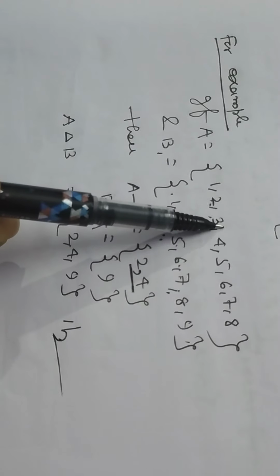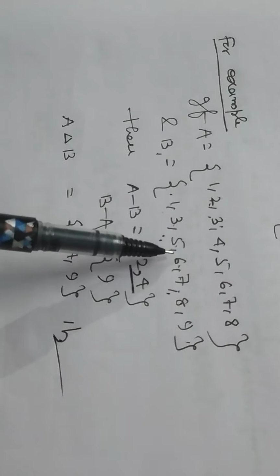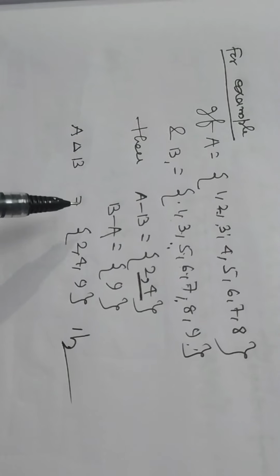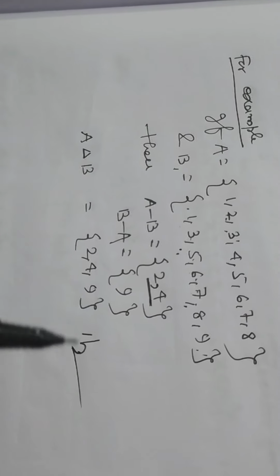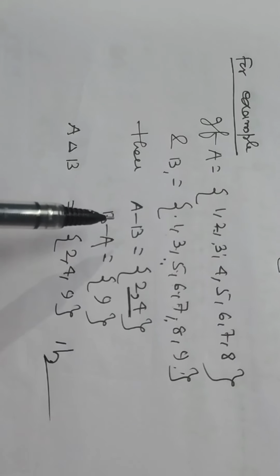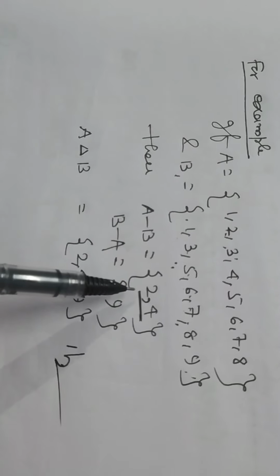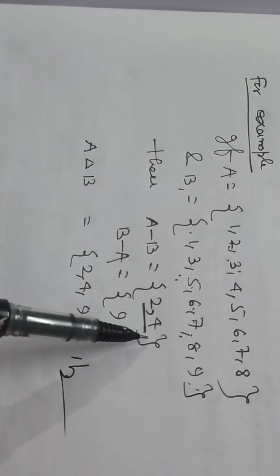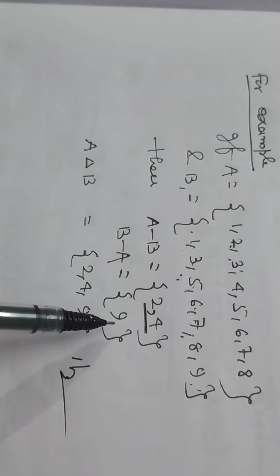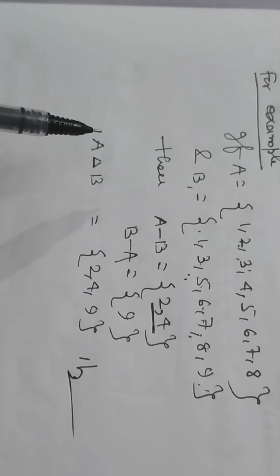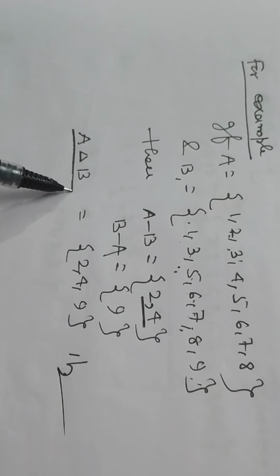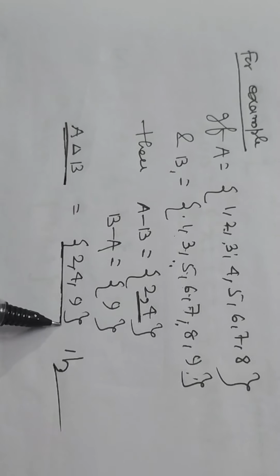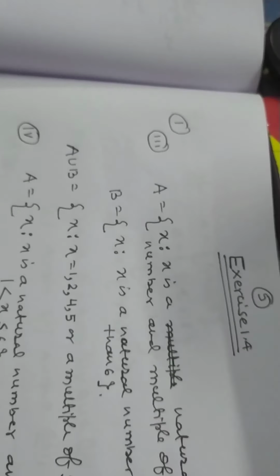B minus A. Elements of B which are not in A: 1, 3, 5, 6, 7, 8, 9. तो B minus A वो भी देखता है. Then A minus B is equal to the collection of elements 2, 4. And B minus A is equal to the singleton set 9. So A symmetric difference with B, A delta B is equal to the collection of elements 2, 4, 9.